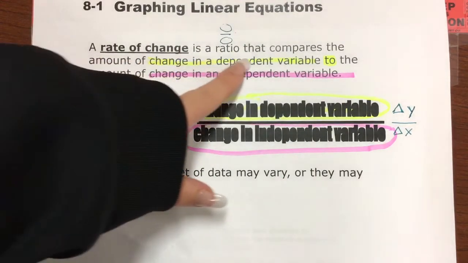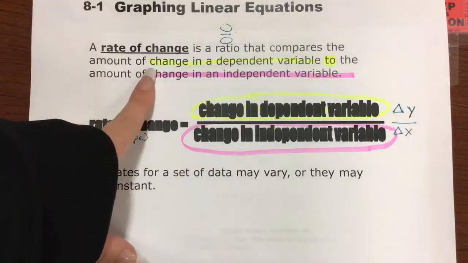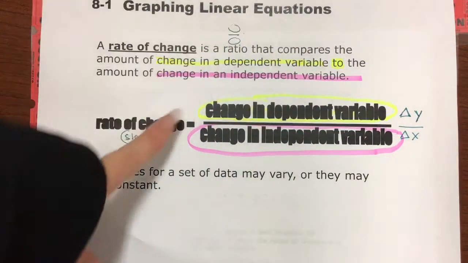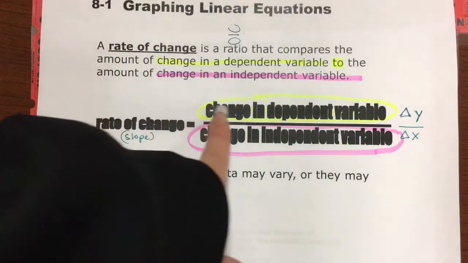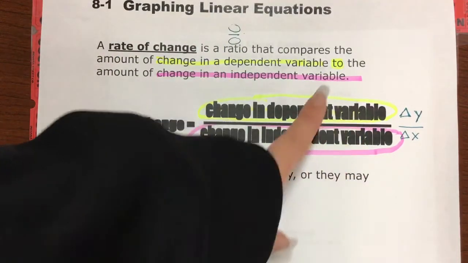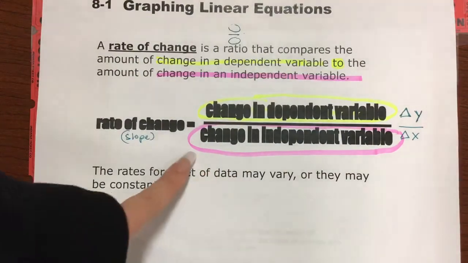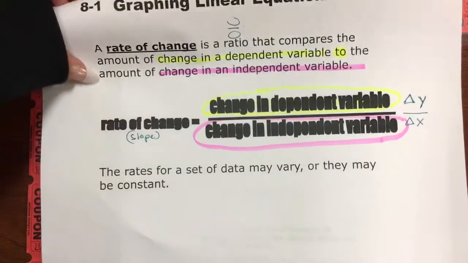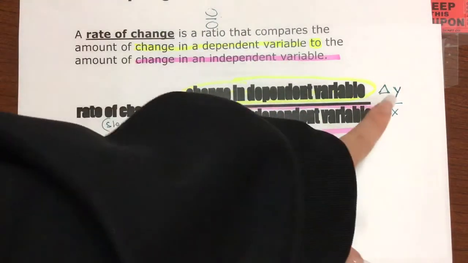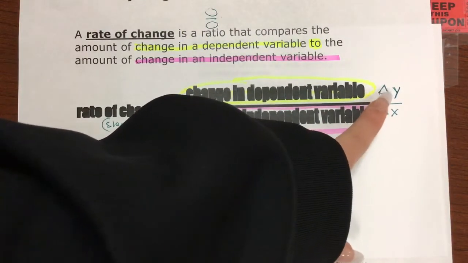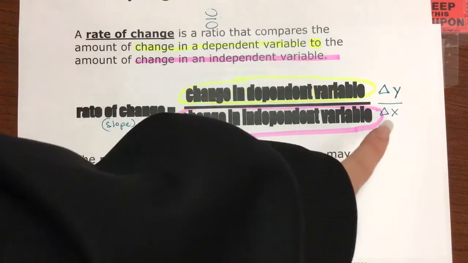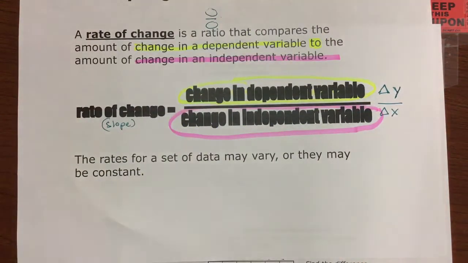A rate of change is a ratio that compares the amount of change in the dependent variable to the amount of change in the independent variable. The dependent variable is on top. The dependent variable is the y. Remember, we talked about this triangle being the change. So it's a change in y over the change in x, the independent variable. And the rate of change is really the same thing as the slope.